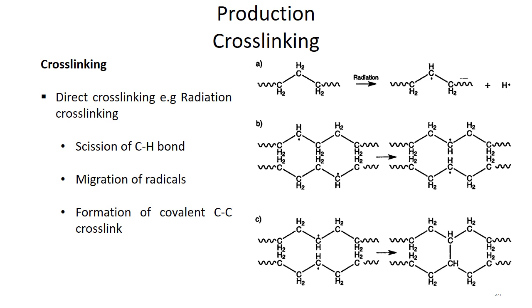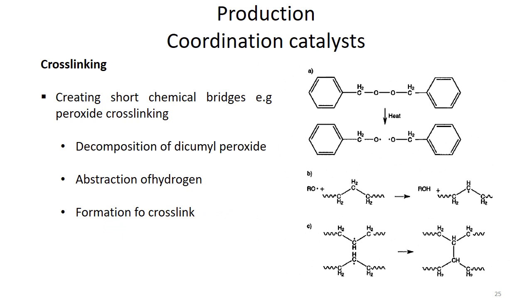We have two parts here, and in these two parts the radical shifts from one position to another, that is migration of the radical. And then these two radicals combine together, and a cross-link is formed between these two carbons, so a C-C bond is formed.